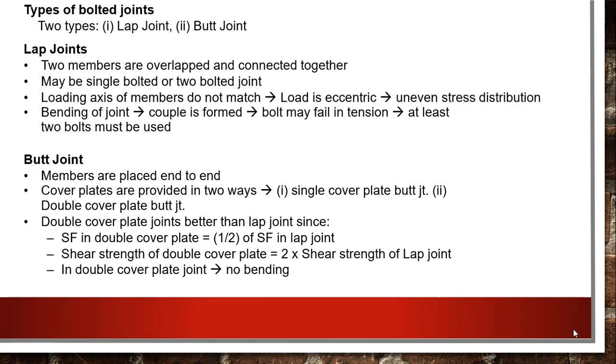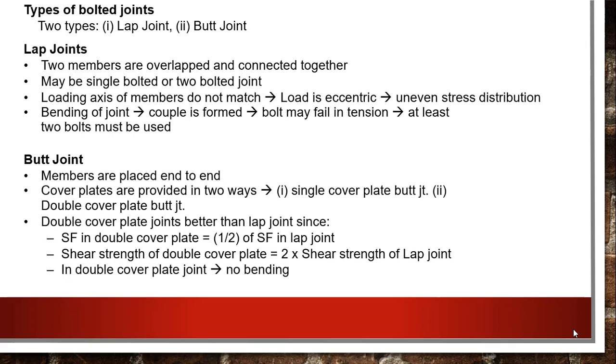Next, the next topic is very important, that is the types of bolted connection. There are generally two types. Number one is lap joint and number two is butt joint. A lap joint is when two members are overlapped and connected together. It may be a single bolted joint, or a two bolted joint, which is called double bolted.